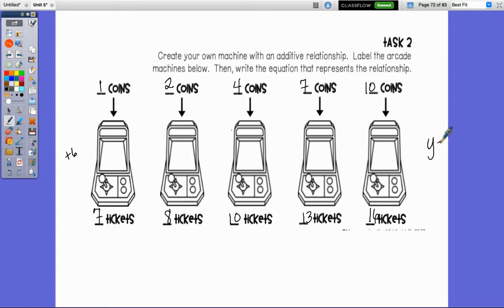But then we need to write our relationship. Remember that an additive relationship is x plus a. An additive relationship has to have an addition sign. So we're going to use those same letters. Tickets equals x plus 6. This is our additive equation.